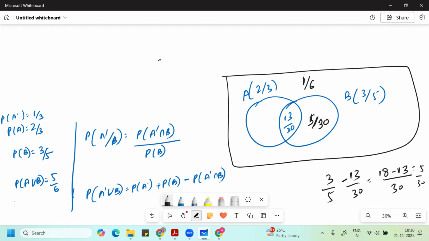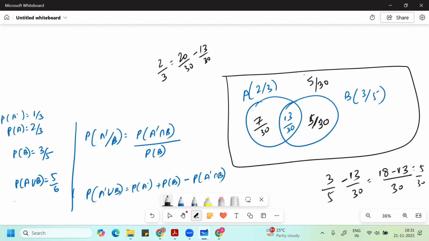And then this would be 2 by 3. 2 by 3 can I write 20 by 30? Any problem? 20 by 30 minus 13 by 30 is 7 by 30. Now, which area is not the part of A? The area which is not the part of A is 1 by 6. 1 by 6 can I write 5 by 30? Yeah. So area which is not the part of A is 5 by 30 plus 5 by 30, means 10 by 30.